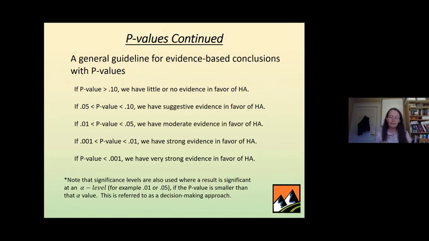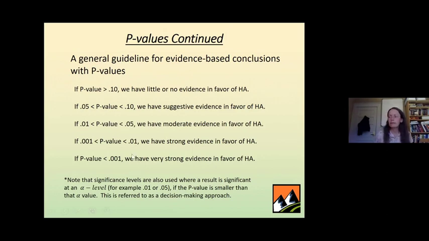In the scientific community, we seem to be so focused on this 0.05 cutoff, which we'll talk a little more about in a second. But we can say 0.01 to 0.05 is moderate evidence in favor of the alternative hypothesis, though a lot of people shoot for that 0.05. 0.001 to 0.01 would be strong, and less than 0.001 would be very strong evidence.